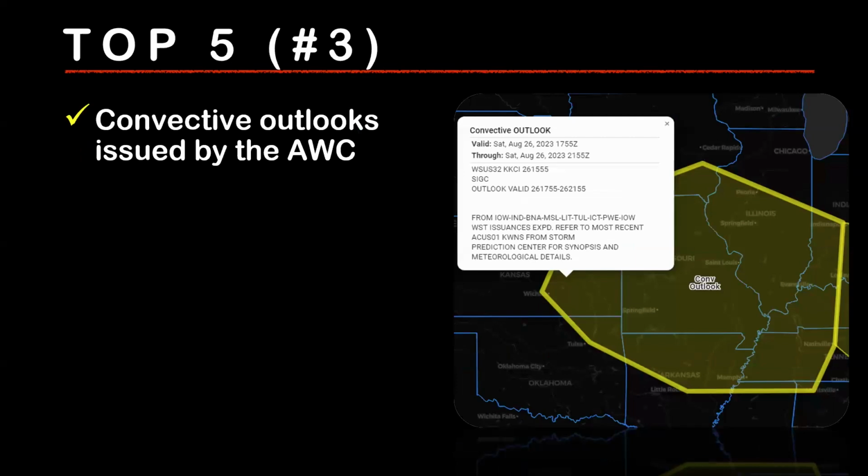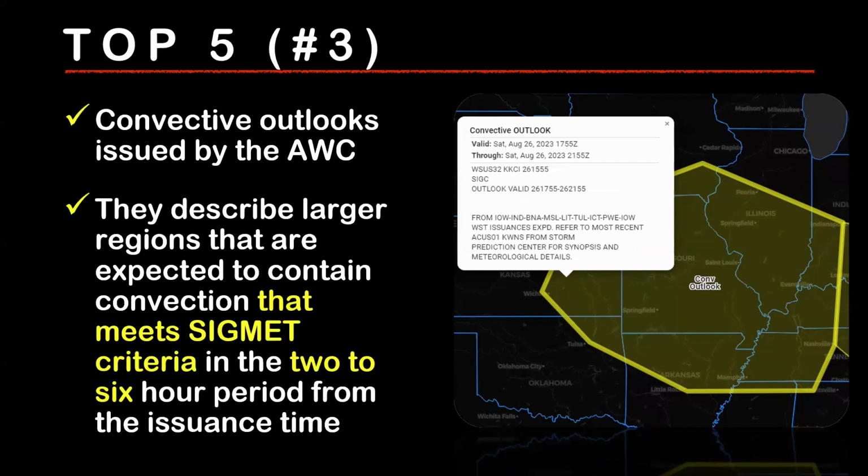Convective outlooks are probably one of the most underutilized products out there. They're issued by the same forecasters at the Aviation Weather Center that issue the SIGMETs, but they tell you a bigger area where, in the next 2 to 6 hours, it's likely to have thunderstorms or convection forming that meets that SIGMET criteria. So this is very unique to the aviation world. This doesn't tell you about where all thunderstorms might be, but those that are important for aviation.